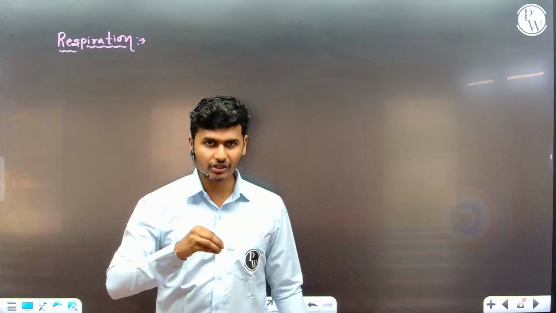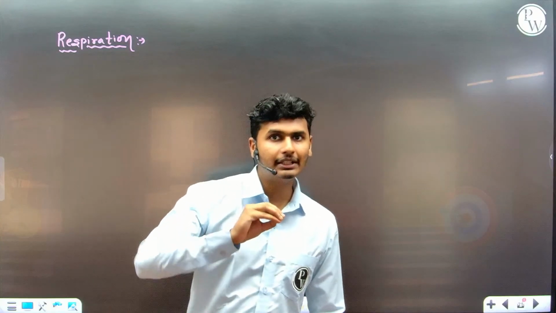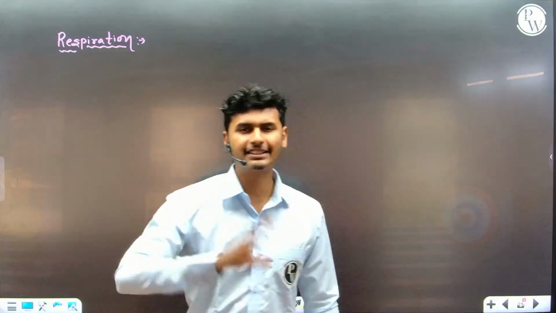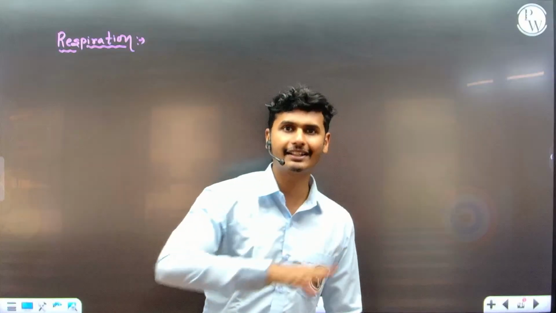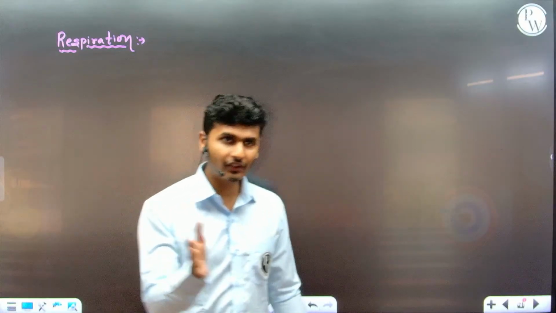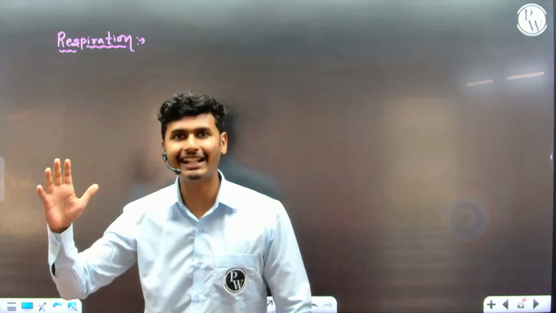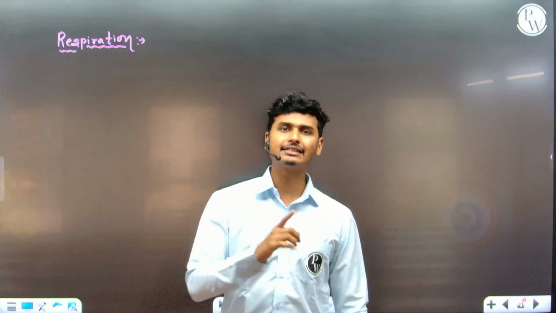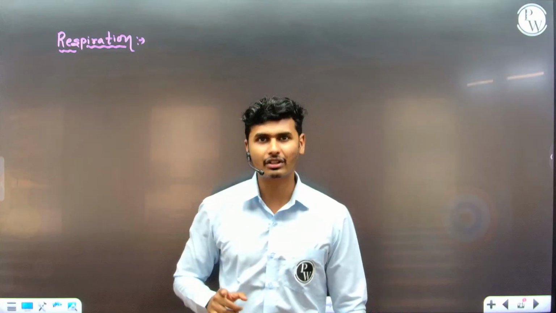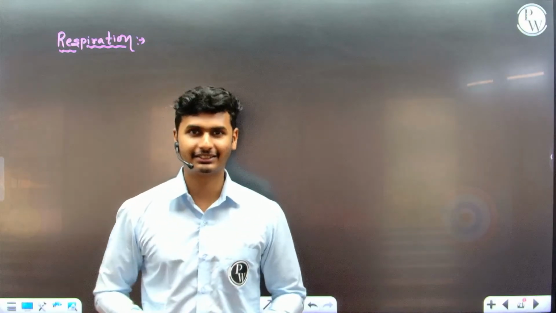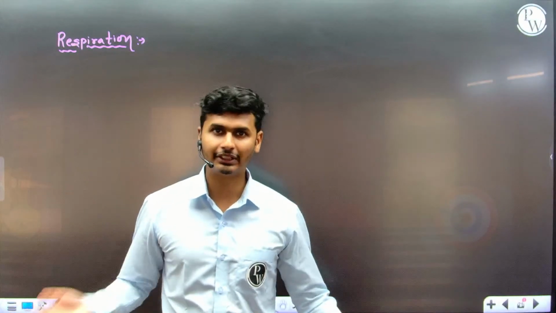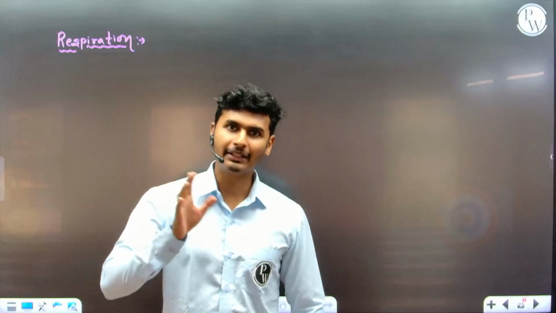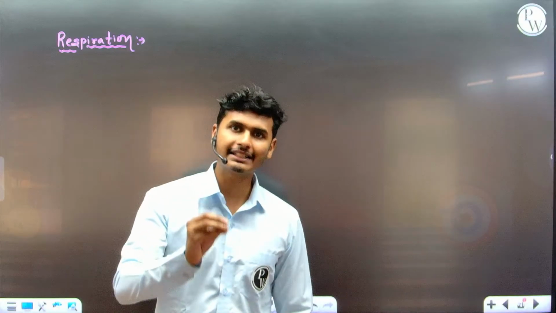Now, the oxygen transfers from lungs to blood capillaries, meaning alveoli to blood capillaries, and the blood capillaries give CO2. This is the internal respiration. Now this blood is flowing through the body, giving oxygen to the cell and taking CO2 from the cell. This is known as cellular respiration. So what is respiration? Breathing, external respiration plus internal respiration plus cellular respiration combined is known as respiration.